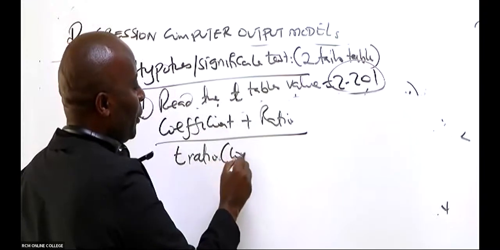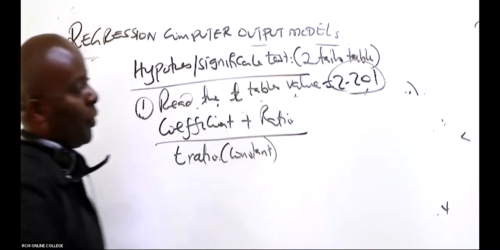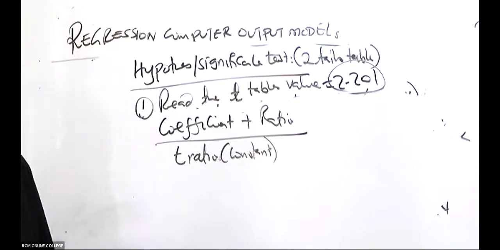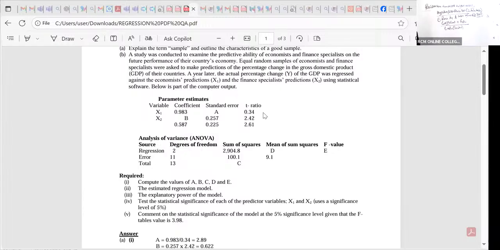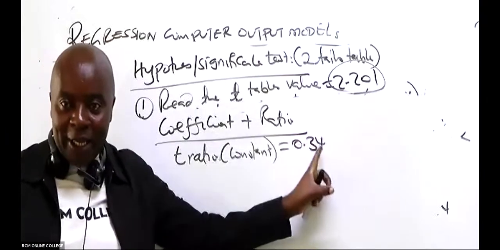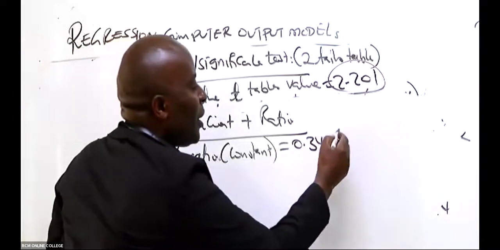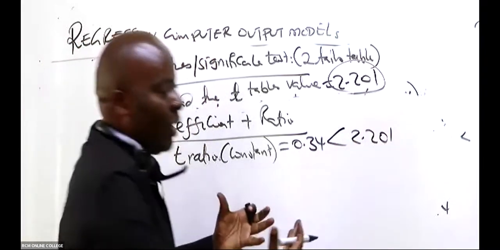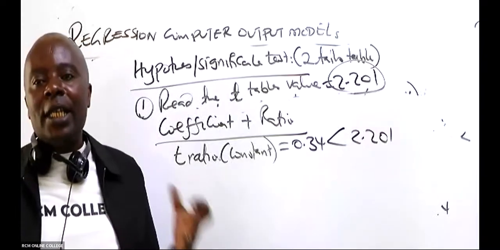Yeah, for the constant. The constant t ratio that we have there, my good students, you can see the t ratio that we have. The first one is 0.34. Is there someone who is able to see 0.34? Yeah, so 0.34, and this 0.34 is insignificant. It's smaller than the significance value. This is smaller, isn't it? So in this case you say this is less than 2.201. It's not big enough.